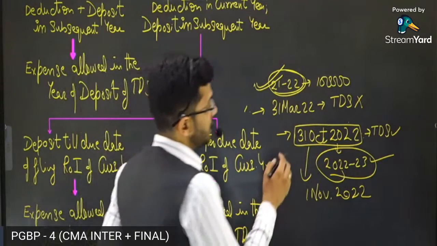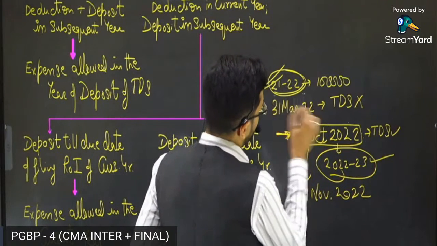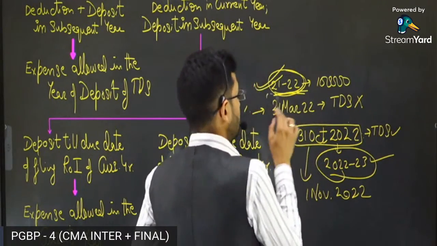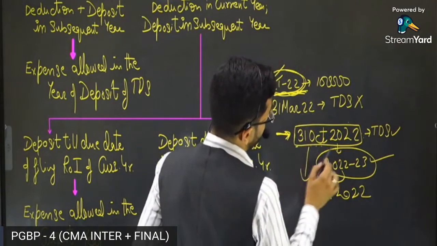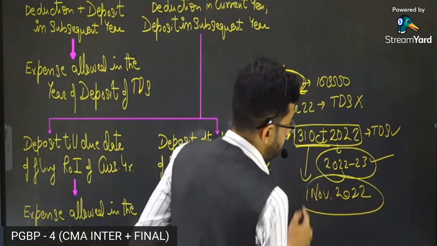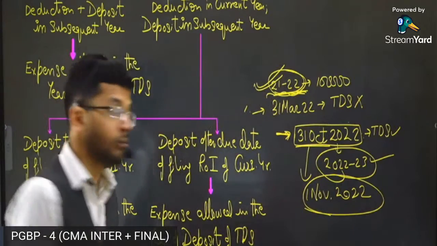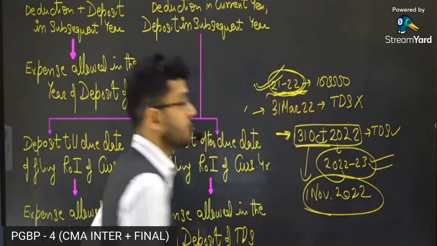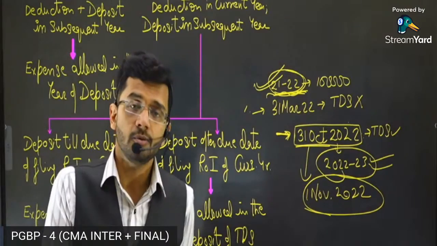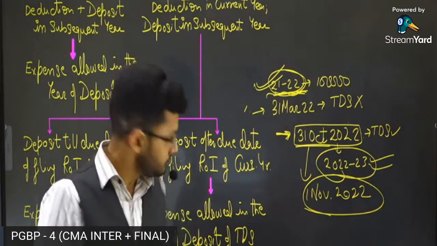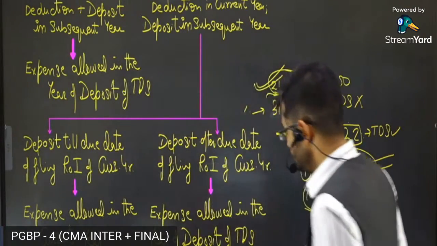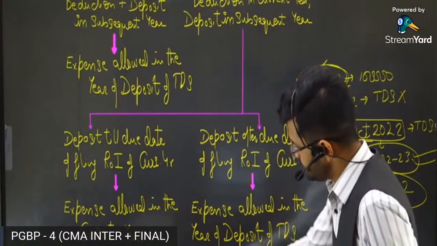But if TDS is deducted in this year, but it is deposited in the next year, beyond the return filing date, then the expense will be allowed in the subsequent year, which is 22-23. That is the provision which is there in law. Let's read the section now, guys.